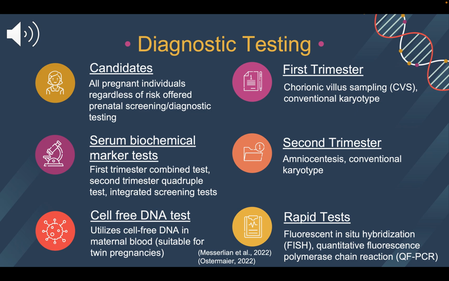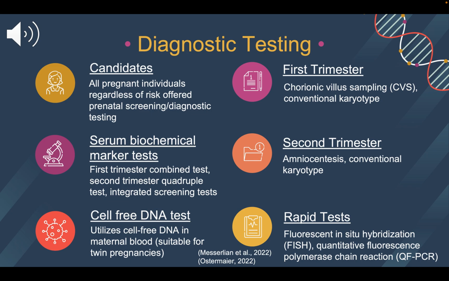A screen-negative test result means that the fetus is at a low risk of Down syndrome as defined by the specific laboratory cutoff. A screen-positive test result means the fetus is at an increased risk of Down syndrome as defined by the specific laboratory cutoff. There are serum biochemical marker tests that assess the maternal serum levels of specific biochemical markers associated with Down syndrome. The first trimester combined test includes a sonographic determination of nuchal translucency and biochemical markers recommended for early diagnosis.